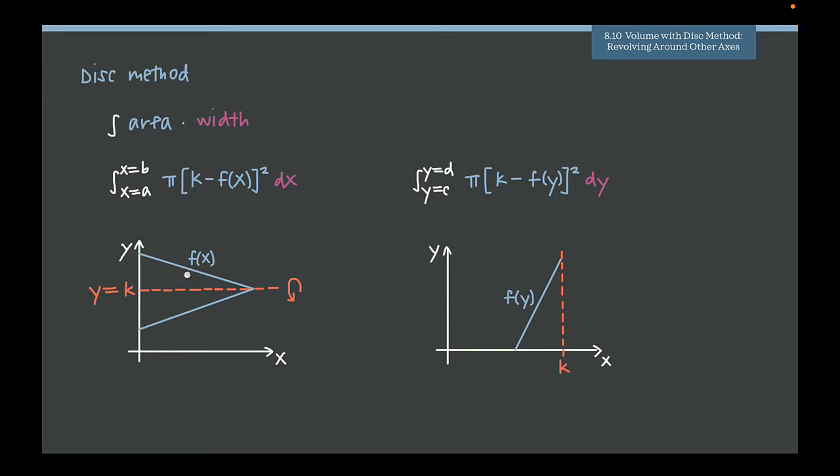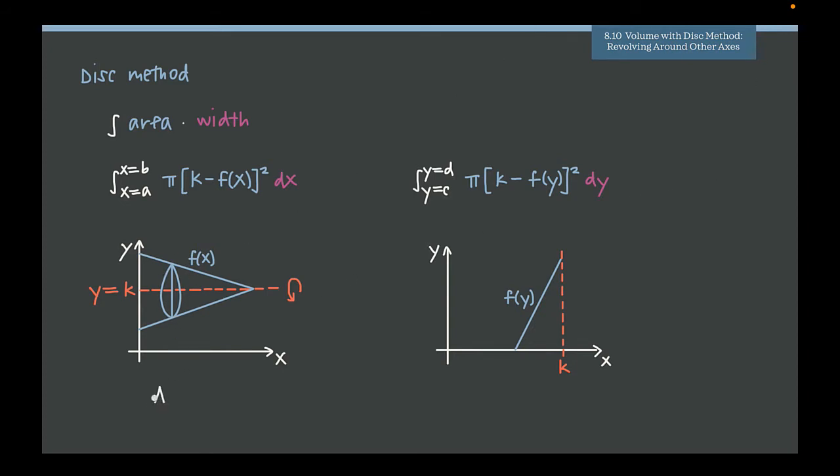And so now we want to start thinking about cross-sections. Well, remember, cross-sections are always going to be perpendicular to our axis of rotation. So because our axis of rotation is horizontal, our cross-sections need to be vertical. So if we think here about a cross-section like this, that cross-section is going to be a disk. So if we think about a disk that looks like this, that disk is a cross-section, and we need to find the area of that cross-section.